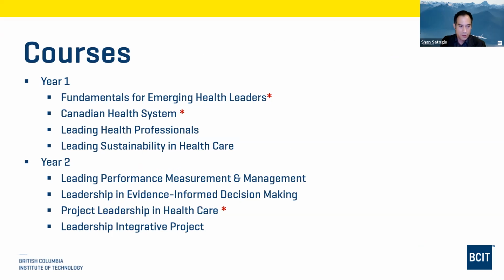In terms of the courses, like I said, there are 8 courses in the program, and there are 3 special courses that you can see with an asterisk beside them. The 3 courses are available for people who are not in the program, and they're also available as electives to people who are in other programs at BCIT, and I'll speak more on that later.